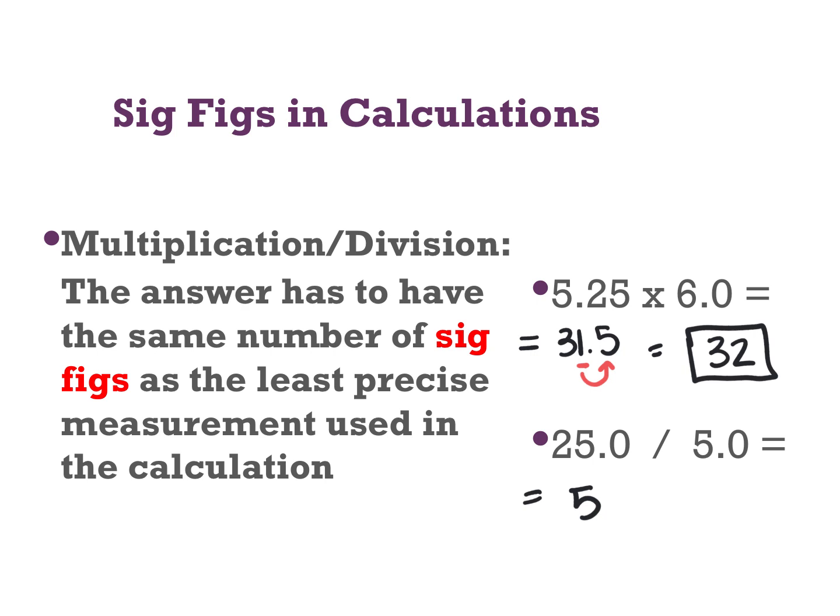We still have to count sig figs. How many sig figs are in 25.0? 3. How about 5.0? 2. So how many should your answer have? 2. Your calculator only gave you 1 though. So what are you going to do to make it 2? You need to add a 0.0 to it.